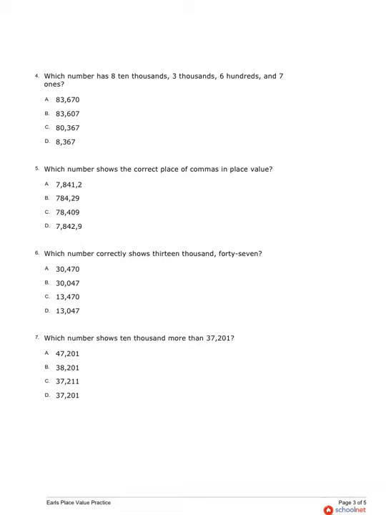Now I want you to look at problems 4, 5, 6, and 7 and try those on your own. Let's look at problem number 4. Which number has 8 10,000s, 3 thousands, 6 hundreds, and 7 ones? So let's use our place value chart. Okay, so 8 10,000s, 3 thousands, 6 hundreds, doesn't say anything about tens, and 7 ones. So that would be 83,607.